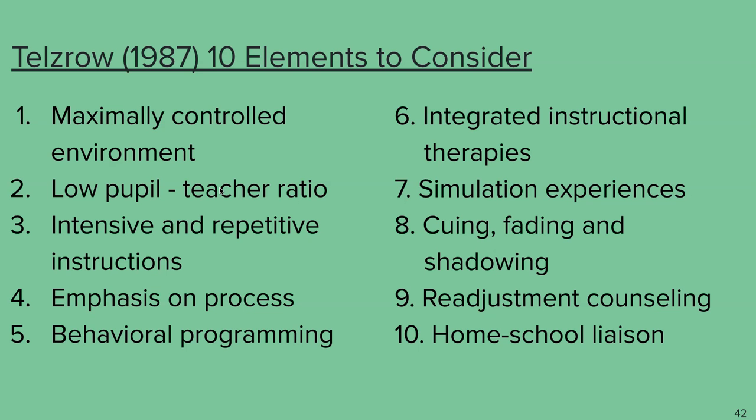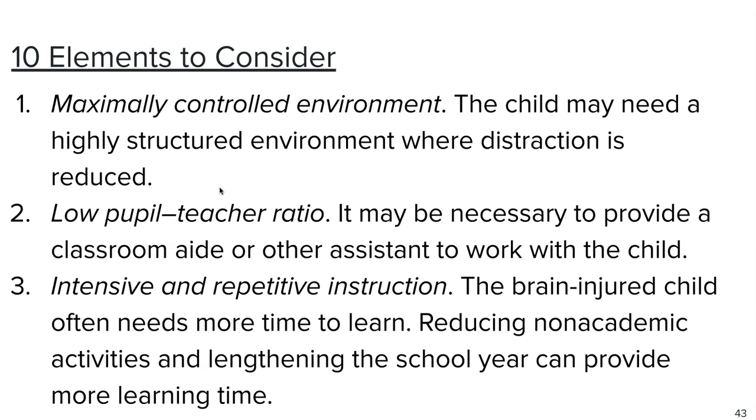And then along with all that, we've got 10 main elements to consider. So having a maximally controlled environment. The child may need a really highly structured environment where distraction is reduced. Can be really helpful. A low pupil-teacher ratio. It might be helpful to provide a classroom aide or other assistants to work with the child. So more adults per every child.